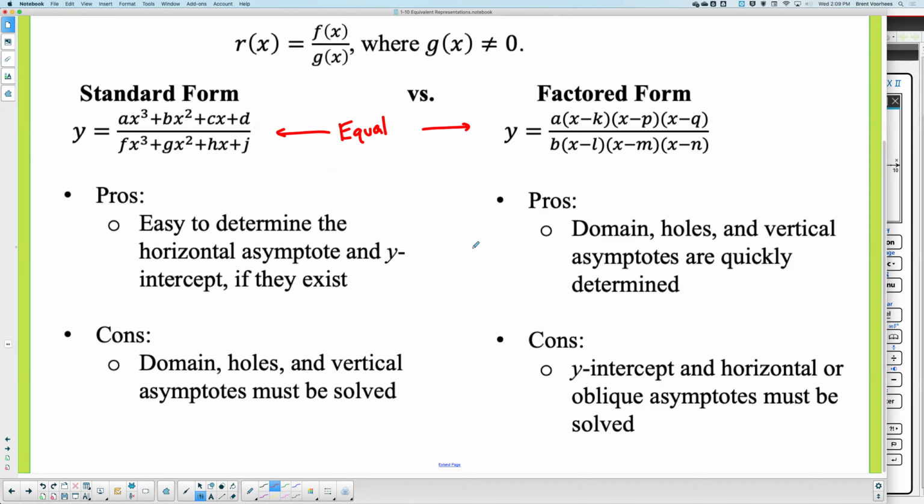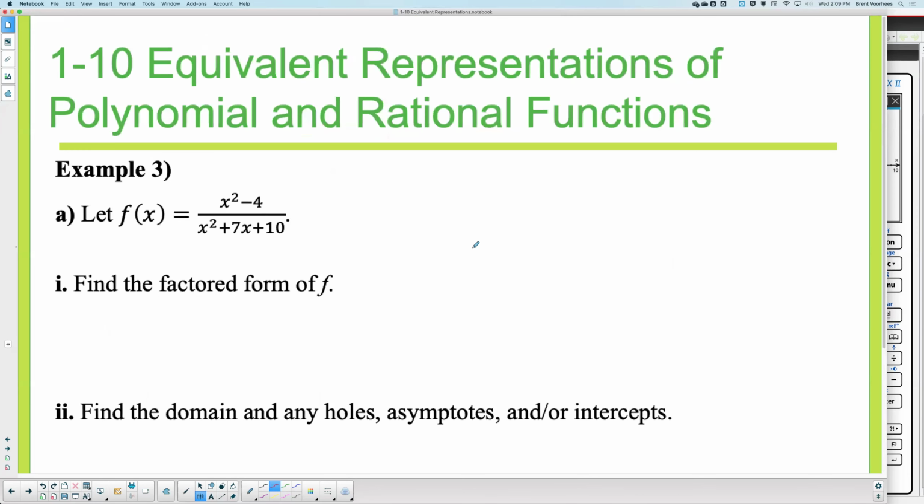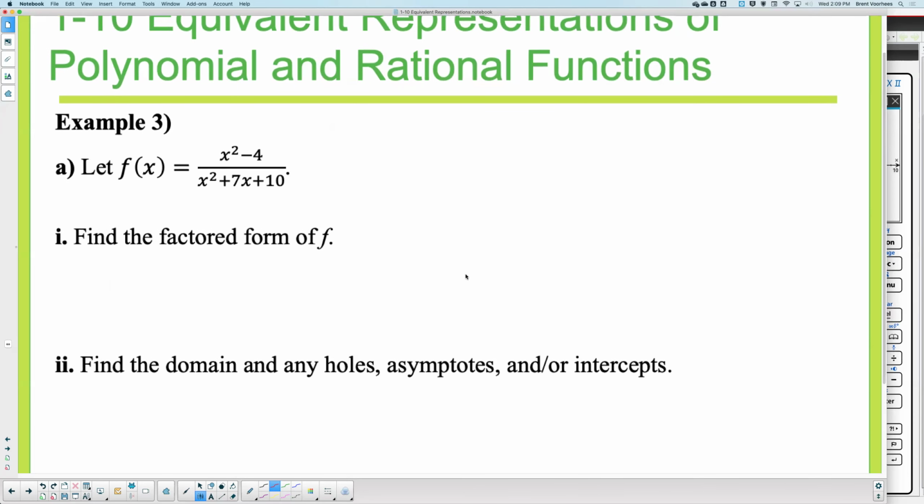But the equations themselves are equal. They're not different, they're equal. They have different forms for different purposes. Okay. So now, example 3.